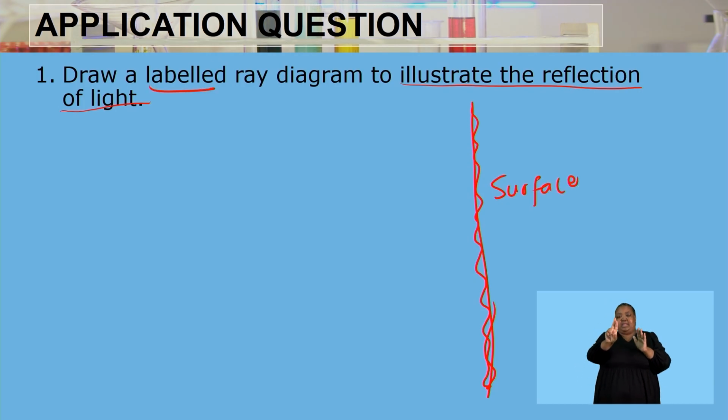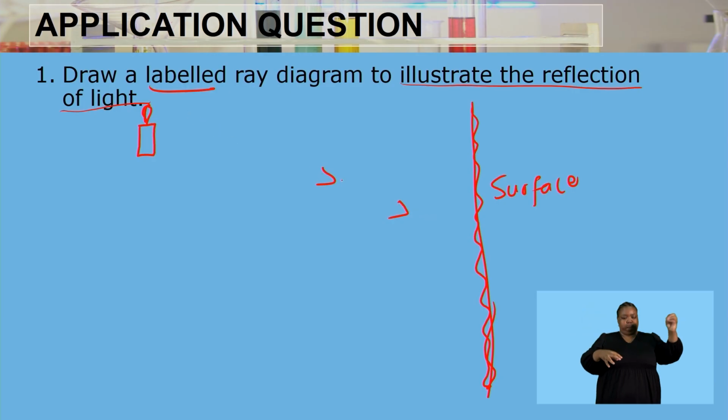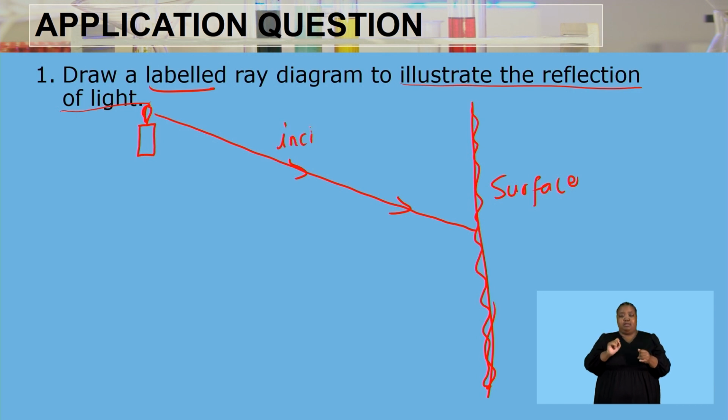Now, we have the light coming from the source. And remember, if the light is coming from the source, it needs to be shown by the arrowhead to show the direction. So if our source is now the candle, how do we draw the candle? Let's do this. So if the light is coming from the source, in this case being the candle, this is going to be known as your incident ray.